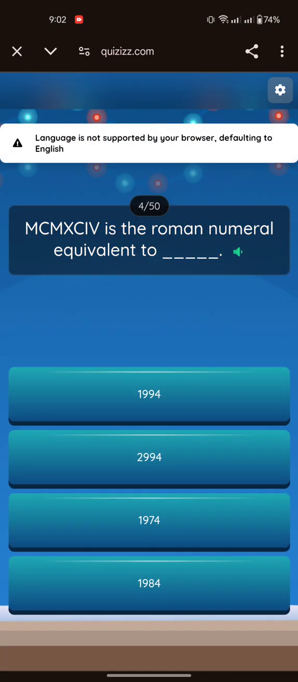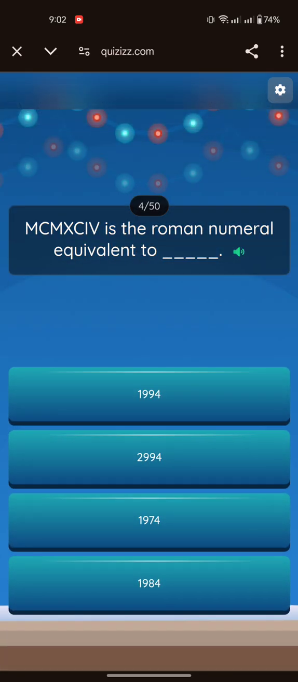Question. MCMXCIV is the Roman numeral equivalent to blank. Option 1 1994. Option 2 2994. Option 3 1974. Option 4 1984.